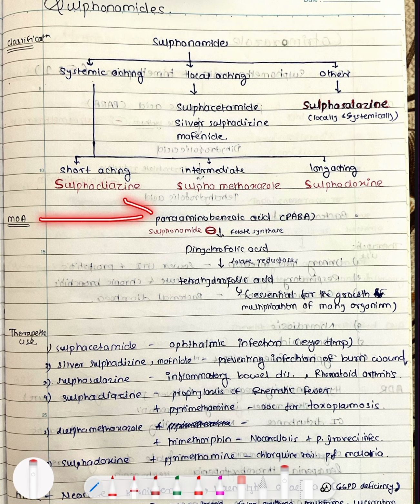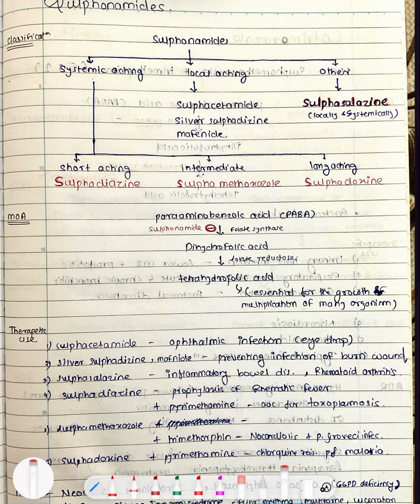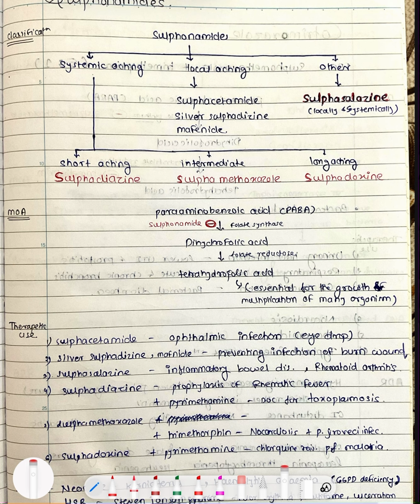Then we will move to the mechanism of action of the sulfonamide. If you know the folate pathway, it is very easy to remember the mechanism of action of the sulfonamide. In the folate pathway, para-amino benzoic acid is converted into dihydrofolic acid with the help of the enzyme folate synthase, and that dihydrofolic acid is further converted into tetrahydrofolic acid by the help of the enzyme folate reductase. And that tetrahydrofolic acid is essential for the growth and multiplication of many organisms.